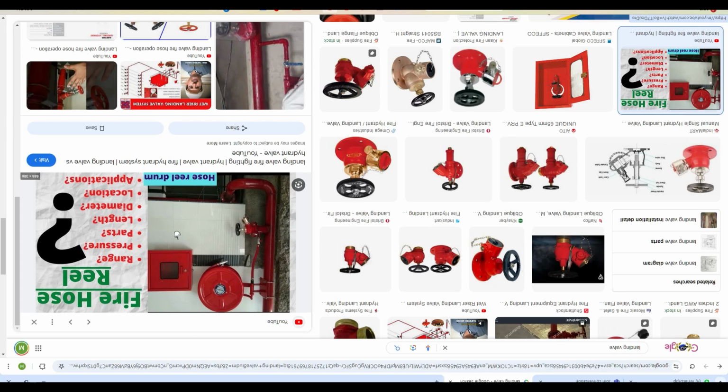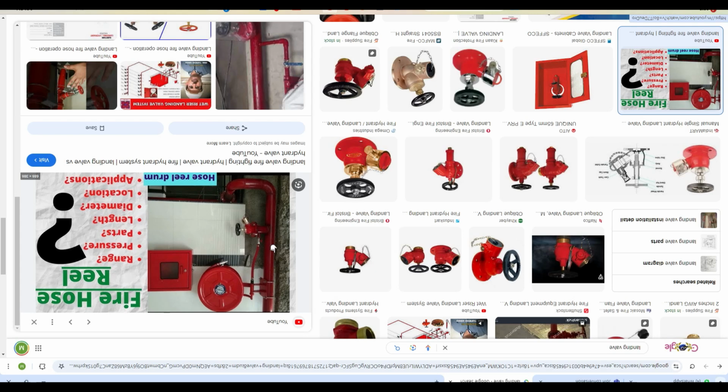If this alone is coming, that is class 2, and that is called the hose reel system. In some cases this will not be there and the other alone can come, and that we call the landing valve system. If only landing valve comes, it means class 1. If only hose reel comes, that is class 2, and if both come in combination, that is class 3. So that you know it.